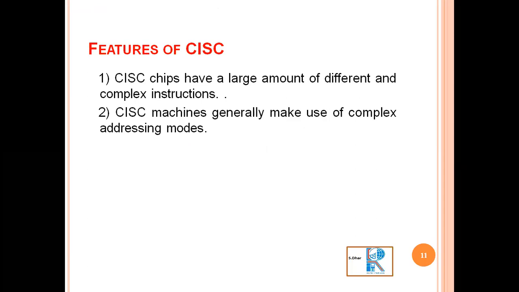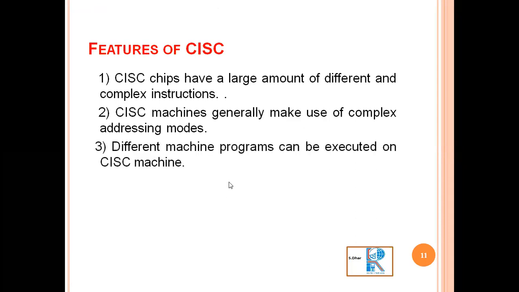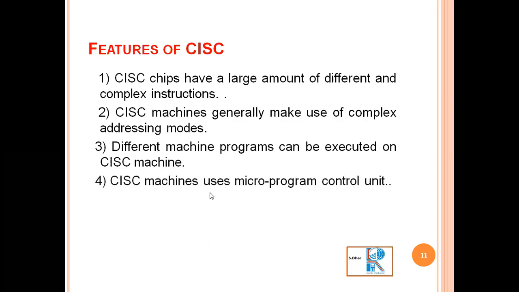Now CISC machines generally use complex addressing modes. The instruction is complex, so obviously the addressing modes are also complex. That means it uses different types of indirect addressing modes. Remember that the addressing mode is indirect if any processor uses indirect addressing. The instructions will then be very complex. Different machine programs can be executed on CISC machines. That is okay. CISC machines use the microprogram control unit.